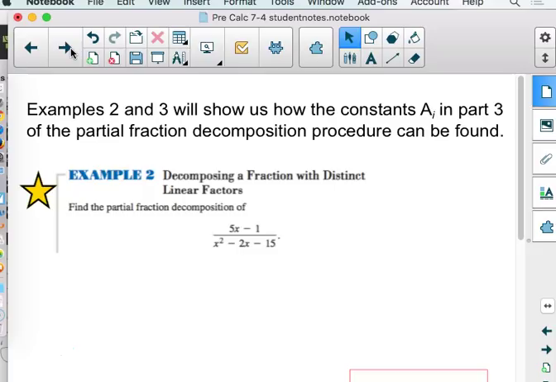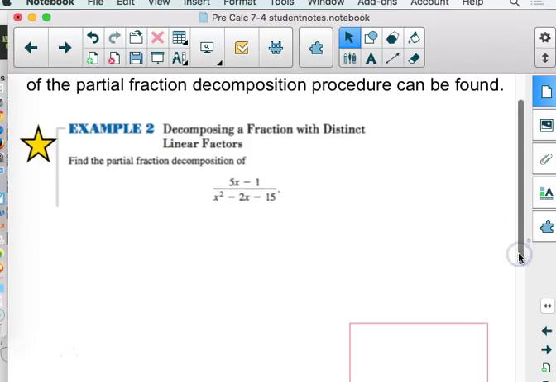So decomposing a fraction with distinct linear factors. So that means we're going to start off with baby steps, and this one is not meant to be incredibly hard. It says find the partial fraction decomposition of 5x minus 1 over x squared minus 2x minus 15.